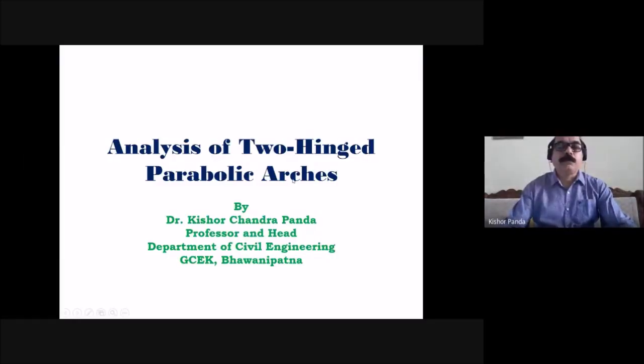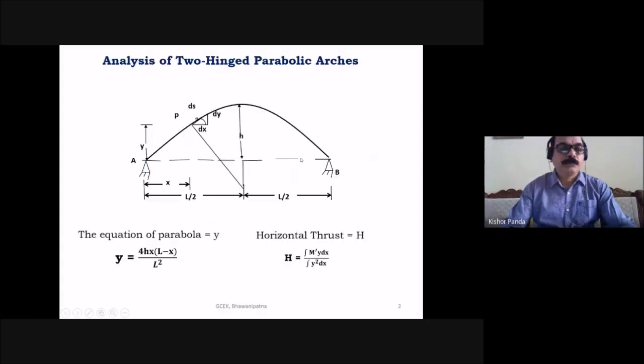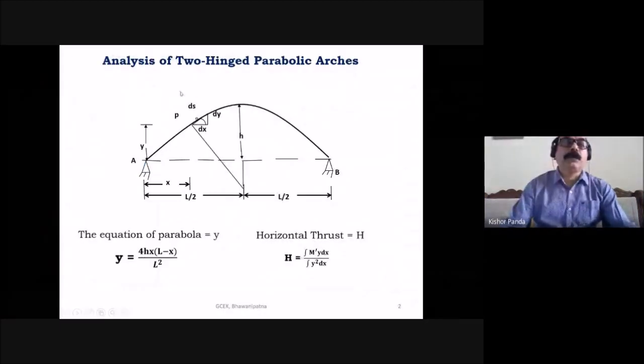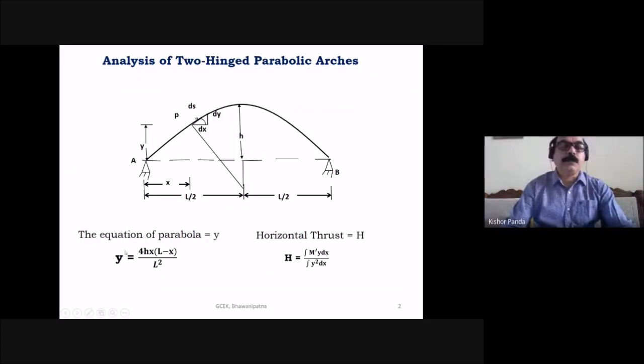Today we'll solve two problems on two hinged parabolic arches. You know already the analysis of two hinged parabolic arches. This is the equation of the parabola, y equals 4hx(L - x)/L squared, and this is the horizontal thrust. Using this formula, you can find the horizontal thrust. Already we have discussed this in the last class.